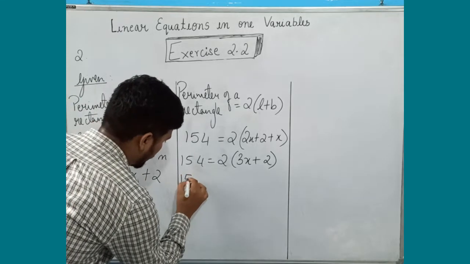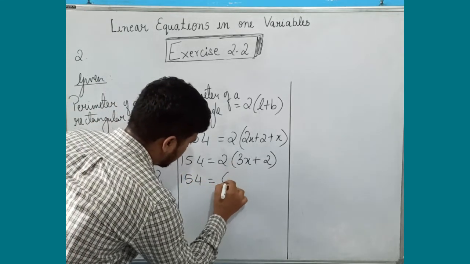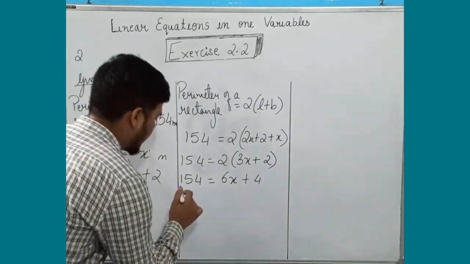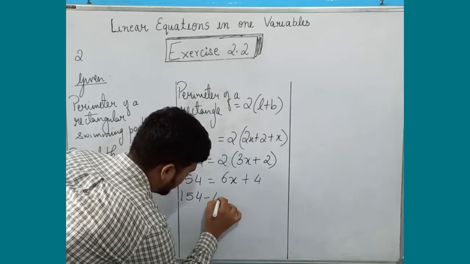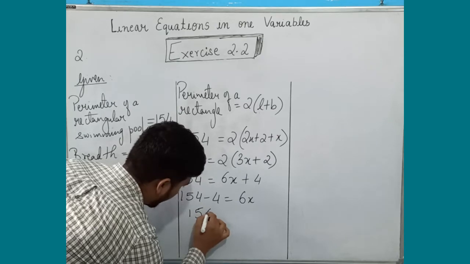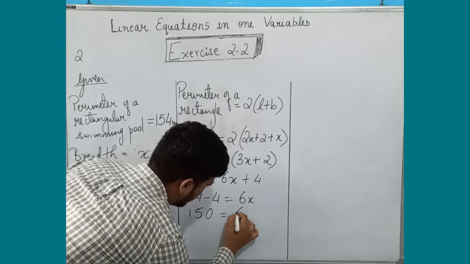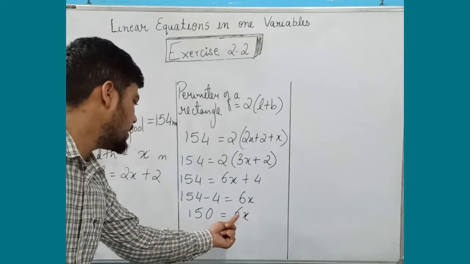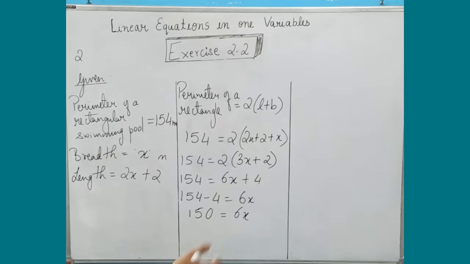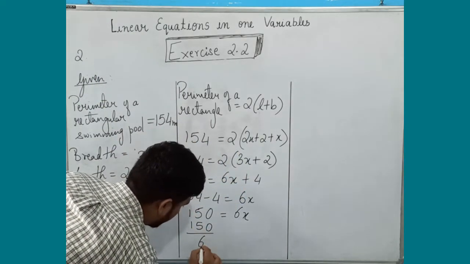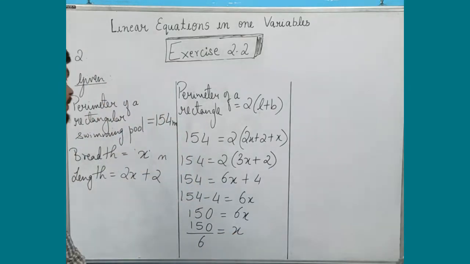So I'll just open up the bracket. 2 3s are 6, x will remain as it is, and 2 2s are 4. Now plus 4 will come to this side and it will become minus 4, and I have here 6x. So after doing the subtraction, we have 150 is equal to 6x. Now if you look very carefully, I have 6 getting multiplied by x on the RHS. So when 6 comes to this side, it will obviously become divide. So 150 upon 6 is equal to x.